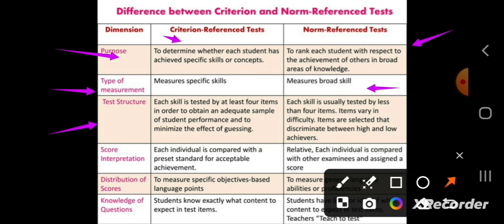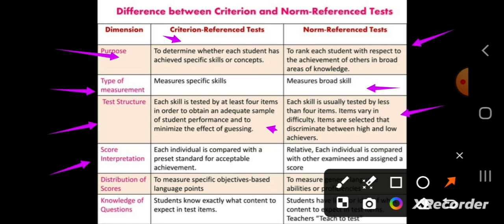Test structure. CRT: each skill is typically tested with multiple items to ensure an accurate measure of student performance. The structure of the test is built to assess whether students have mastered each specific skill and to reduce the likelihood of students guessing the correct answer. Norm reference test: each skill is often tested by fewer items and the questions are chosen to spread out scores and highlight differences between high and low achievers.